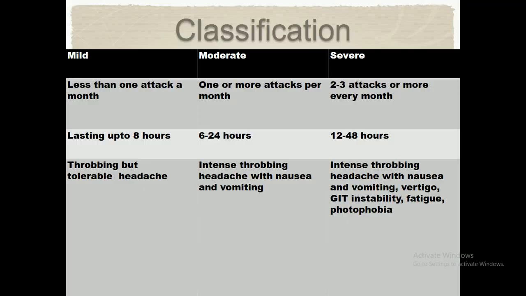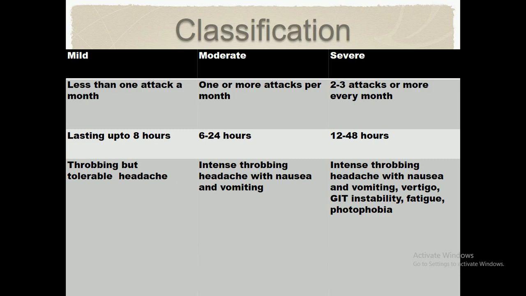Now this is the clinical classification of migraine: mild, moderate, severe. In mild cases, there is less than one attack a month. So one attack is possible in a month, lasting up to 8 hours, with throbbing pain but tolerable headaches. It means this is not for a longer period of time. This is a very minor case. The second case is moderate. In moderate cases, there are one or more attacks per month, lasting almost 6 to 24 hours, with intense throbbing headache, and nausea and vomiting can occur.